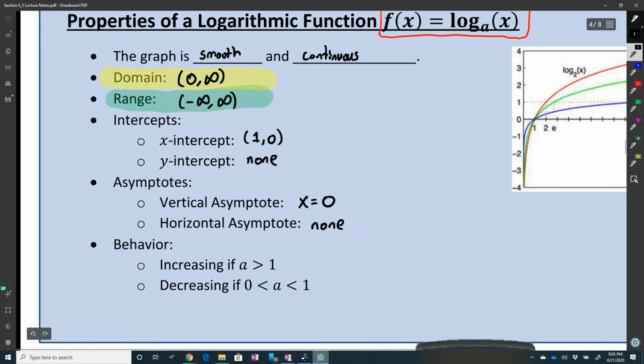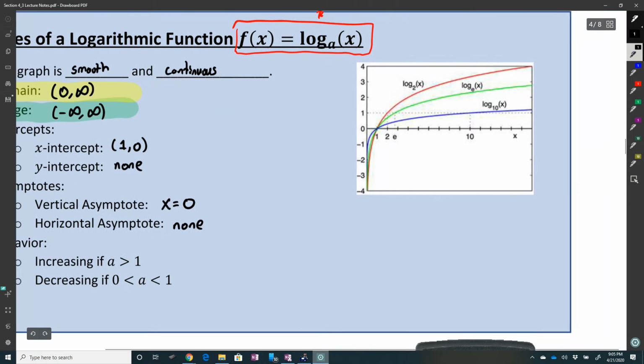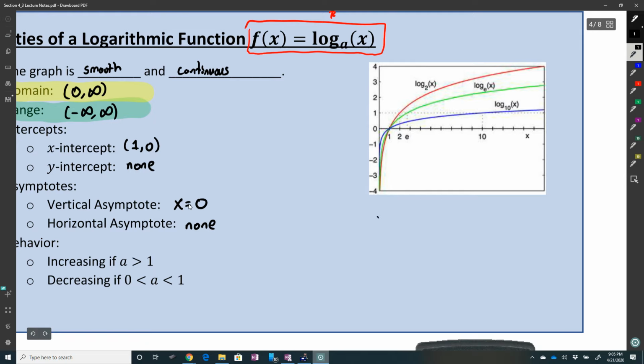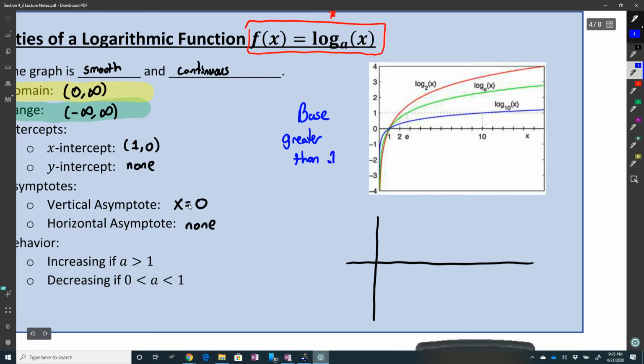And the behavior of the graph, I couldn't find a really good enough picture, but I'll do my best. So here, the base is greater than 1. And notice that the bigger the base is, the flatter it gets.